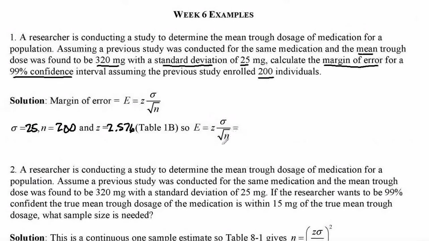So now we just plug into the margin of error formula. So we got that 2.576 out in front times our standard deviation of 25. And we're dividing by the square root of that sample size of 200. And when I plug this into the calculator, I got 4.55. And that's going to be milligrams, because this was milligrams of dosage, trough dosage. So that's margin of error.